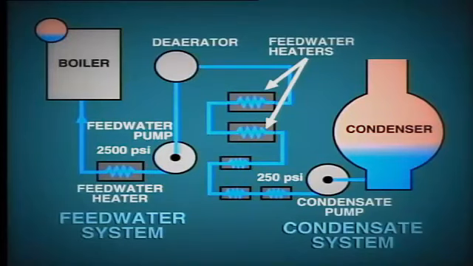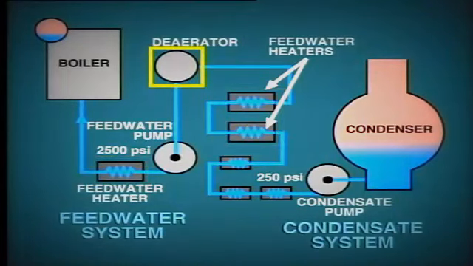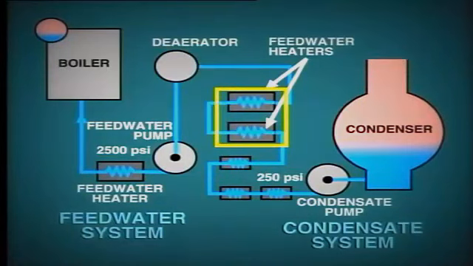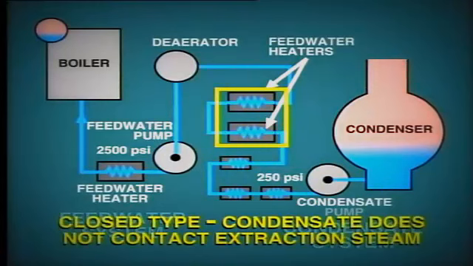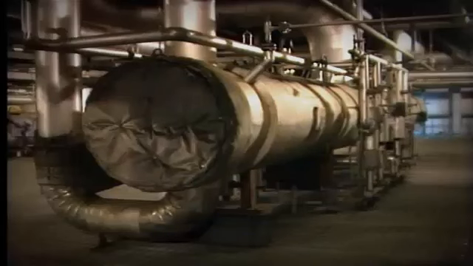There are 2 basic types of heat exchanger used in the feedwater system. That is, the closed type and open type. For example, the 2 low-pressure heaters shown here are of the closed type, meaning that the condensate passing through the heater does not come into contact with the extraction steam, which is providing the heat. Closed feedwater heaters may be constructed in the vertical position like this, or horizontally as shown here. In either case, the internal construction is similar.